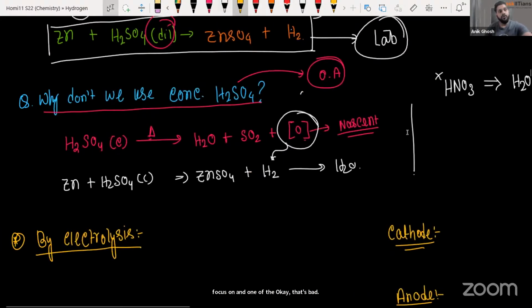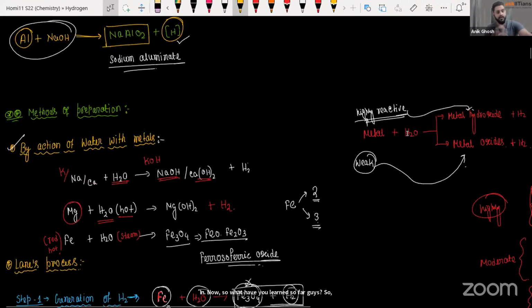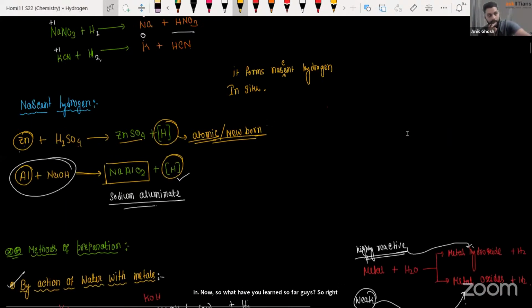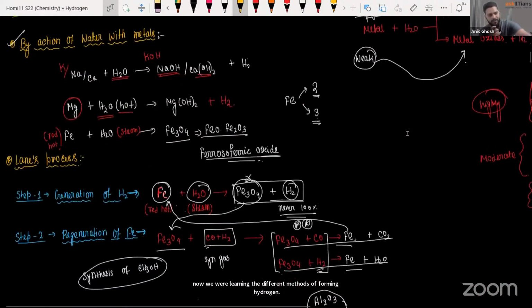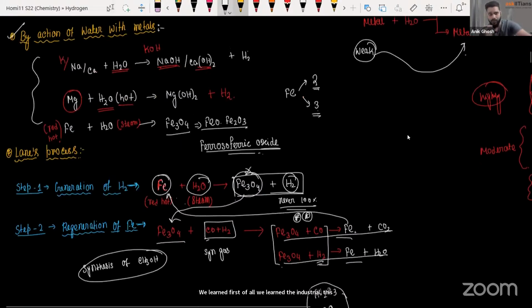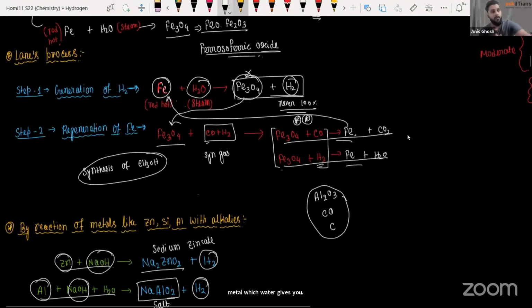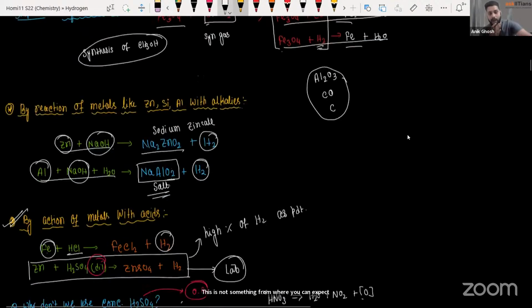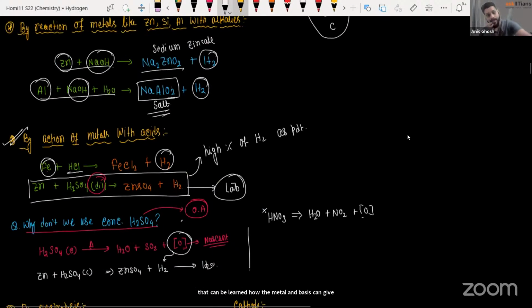Now, what have we learned so far, guys? Right now we were learning the different methods of forming hydrogen. First of all, we learned the industrial methods. The first method was very simple: metal with water gives you hydrogen. This is not something from where you can expect questions. Lane's process is something important. After that, we learned how metals and bases can give you hydrogen, then how a metal and an acid can give you hydrogen.